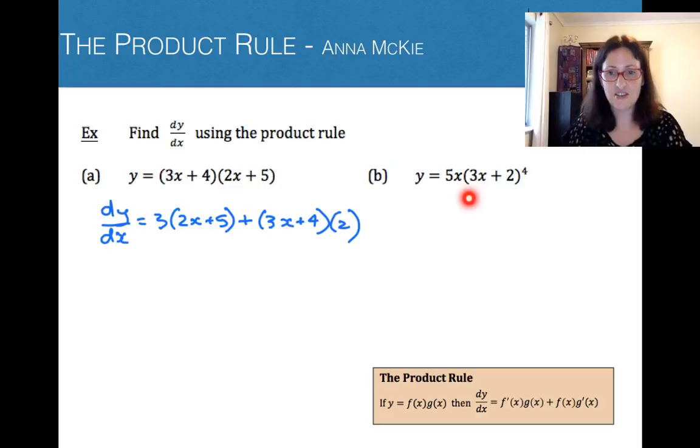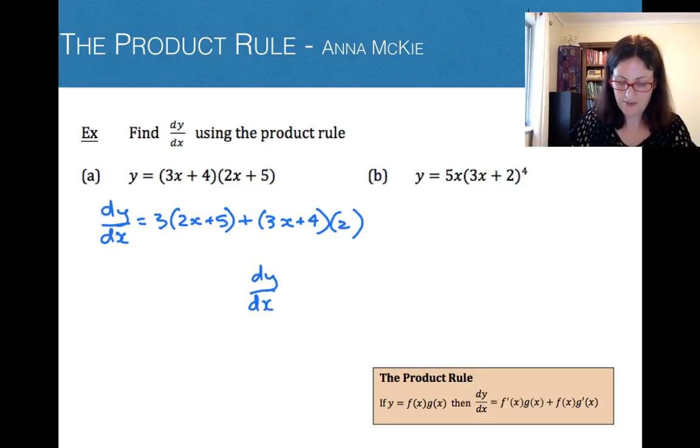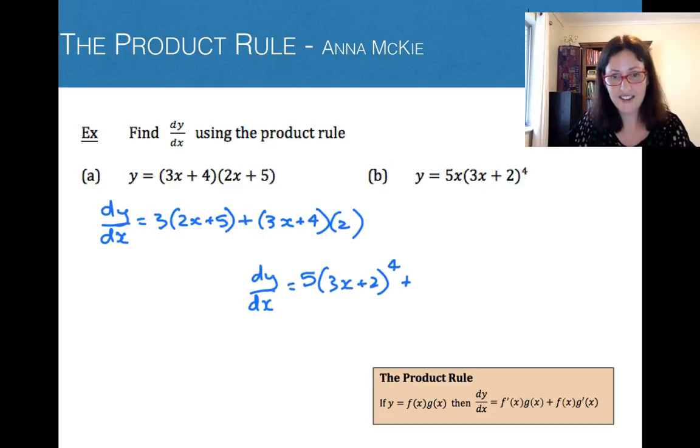The second function here, the derivative is dy by dx. I'm actually going to write this a little bit further down because I need the room. So dy by dx. So you differentiate the first and leave the second. So the derivative of 5x would just be 5. So you leave the second, so the second function, add where you leave the first, and now differentiate the second.